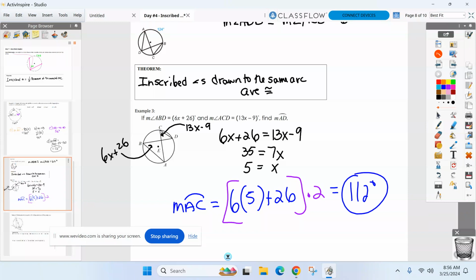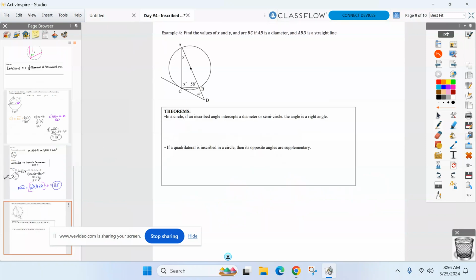Any issues? Yes, more inscribed angle stuff. I know you're hungry today. Let's go. Maybe you didn't get to that breakfast. I'll keep feeding you.